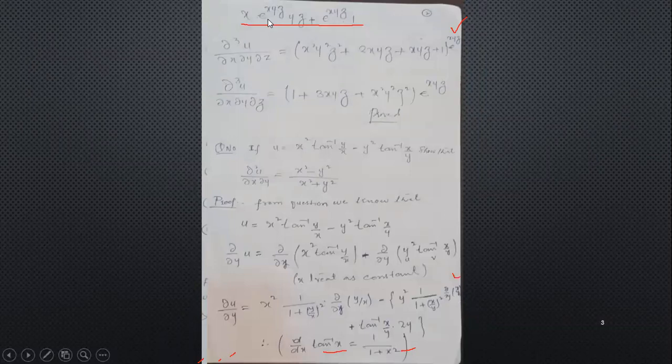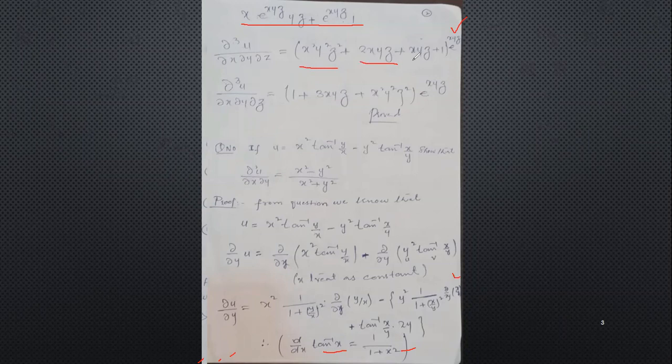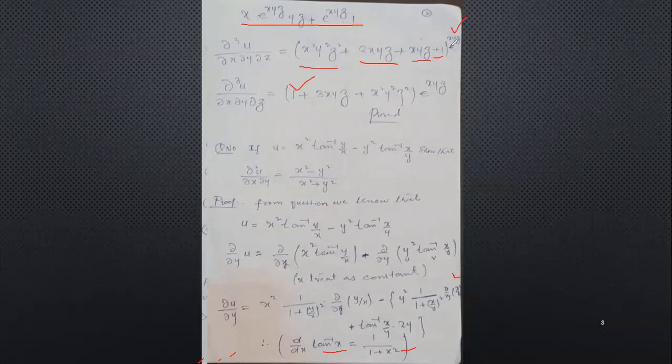Now here also we have e power xyz. So we take common. In the first term we get x square y square z square plus 2xyz plus xyz plus 1. So first we write 1, then 2xyz and 1xyz, so we get 3xyz, then x square y square z square, into e power xyz.